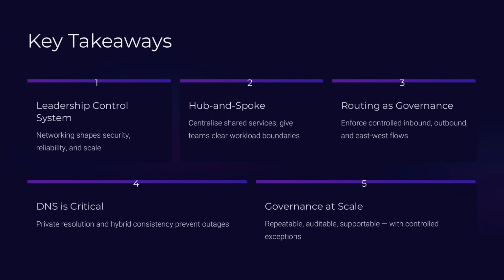Let's now discuss the key takeaways from what you learned so far, so you can carry a clear network architecture mindset into your Azure designs. Your Azure networking architecture is a leadership control system that shapes security, reliability, and the organization's ability to scale. Hub and spoke is not just a diagram. It is a model that centralizes shared services and controls in the hub while giving teams clear workload boundaries in spokes. Routing is a governance tool that enforces controlled traffic flows, including inbound, outbound, and east-west movement to reduce blast radius and prevent hidden dependencies.